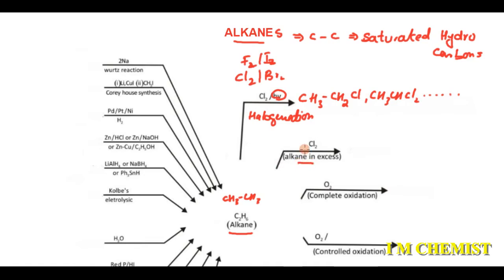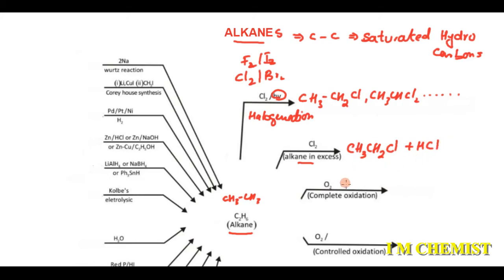Now the next reaction that alkane undergoes is when we take chlorine in excess, meaning if we take chlorine in large amount, what will happen? It would be converted into ethyl chloride, CH3CH2Cl, which is also known as haloalkanes or alkyl halides, along with hydrogen chloride.